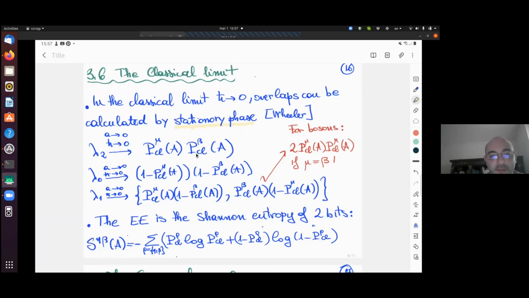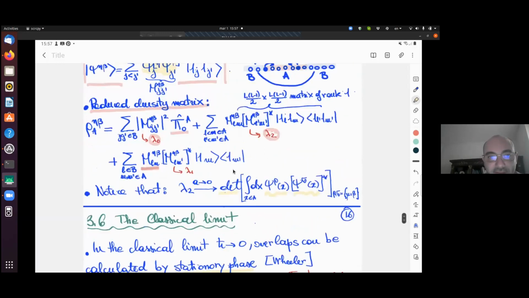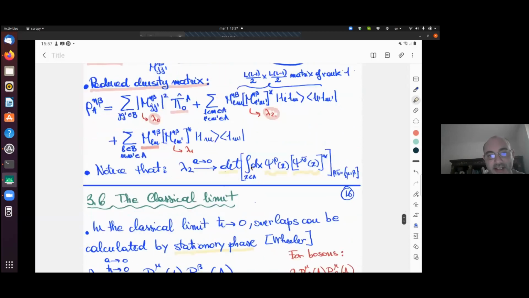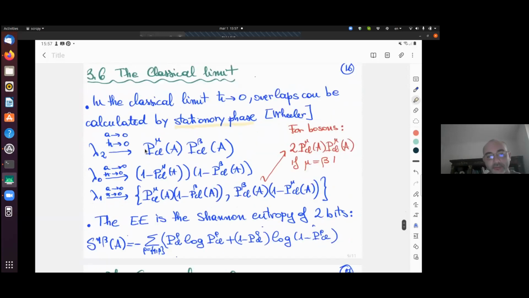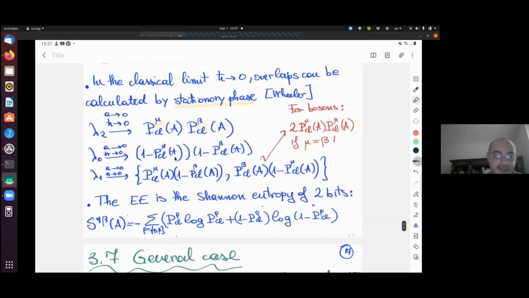So basically, if we do this limit, then we can really get the spectrum of the reduced density matrix for the two particle state in the classical limit. And this is what you expect. The probability to find two particles within region A is the product of the classical probability to find the first particle and the second particle. The probability to not find any particle is the classical value of not finding any classical particle, here 1 minus p classical, 1 minus p classical.